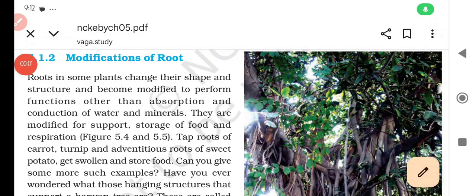Hello friends, welcome back. In the previous video we have seen the different regions of the root. In this video we will see modifications of root, or root modifications.